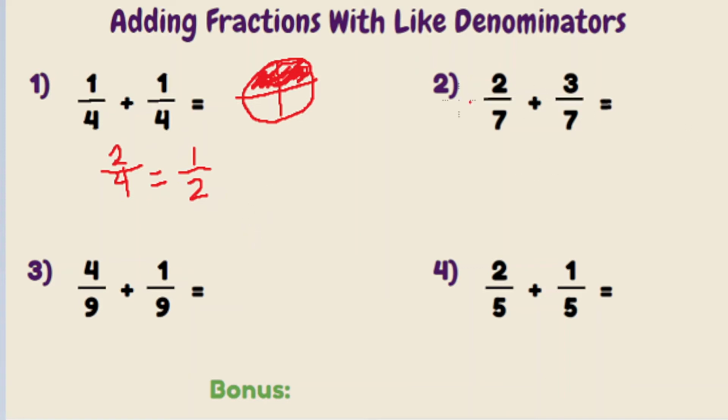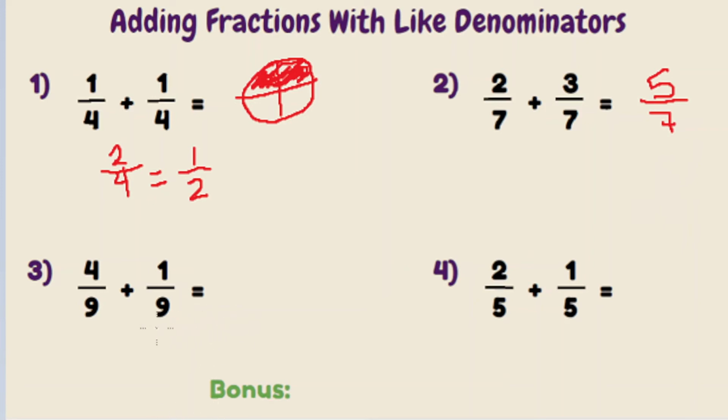Second example, 2/7 plus 3/7. First thing we check, make sure our denominators are the same, and they are, so we keep that here. We add the numerators. 2 plus 3 is 5. There are no common factors between 5 and 7 except for 1, so it's already in its simplest form.